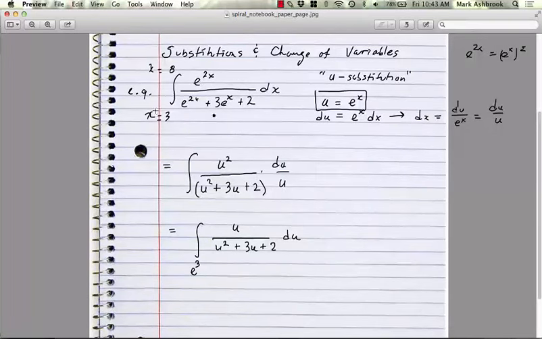We're changing everything that's x's here into u's. Then u is e to the 3. Yes, e to the 3. And so when x is 8, what is u? e to the 8. Okay, now what do we have?